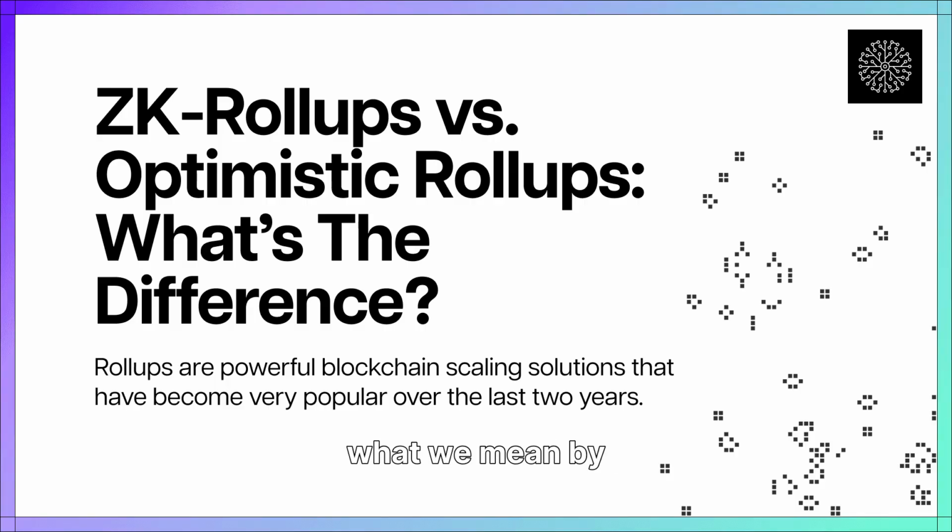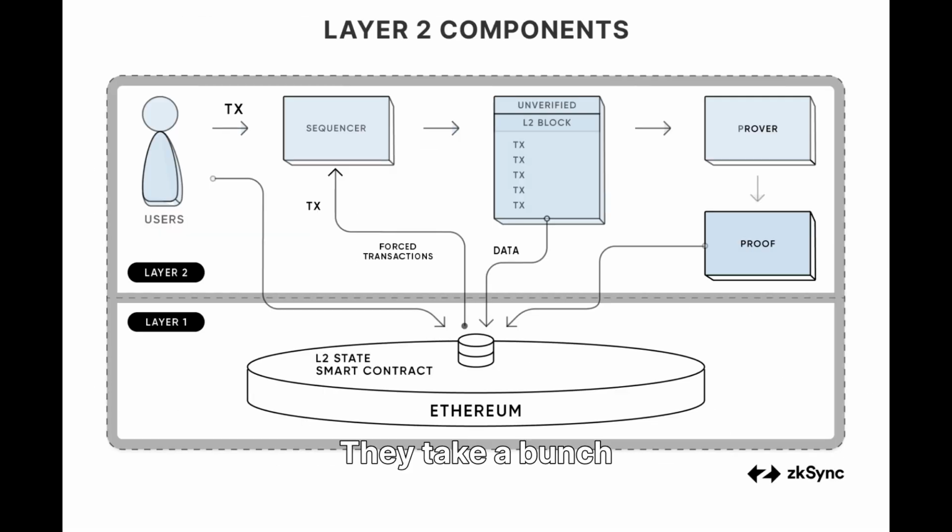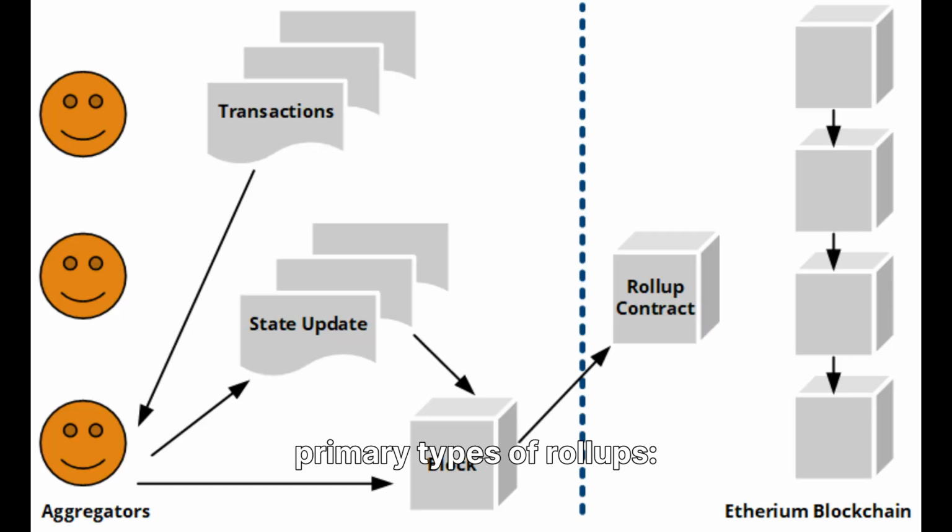Great question! Let's break it down. First off, let's clarify what we mean by rollups. Rollups are a Layer 2 scaling solution that helps blockchains process transactions more efficiently. They take a bunch of transactions and roll them up into a single batch, which is then submitted to the main blockchain. This helps to reduce congestion and lower transaction fees. Now, there are two primary types of rollups, optimistic rollups and ZK rollups. Let's start with optimistic rollups.